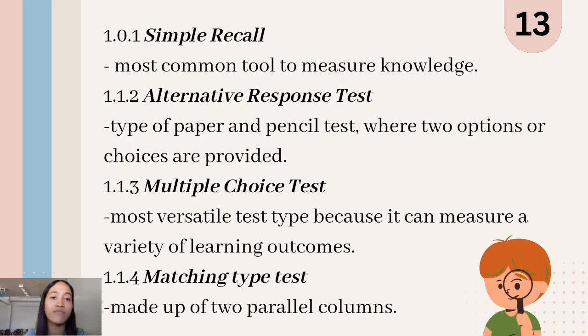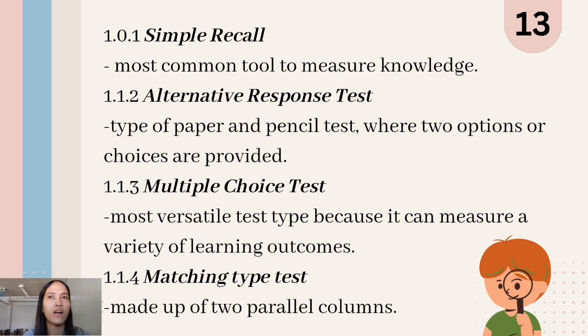And lastly, we have matching type test. So this test has two columns. The first column has the questions or problems, and the second column has the answers. Students match the correct pairs. It is good for testing facts and relationships.